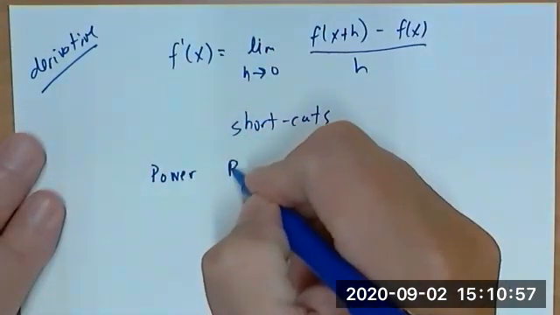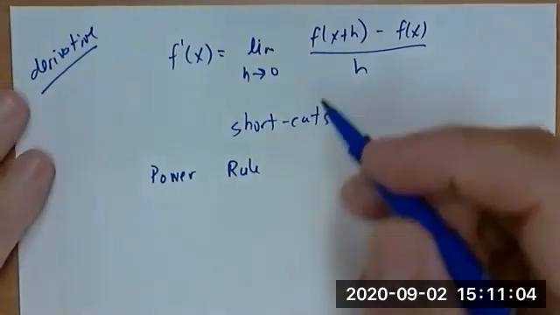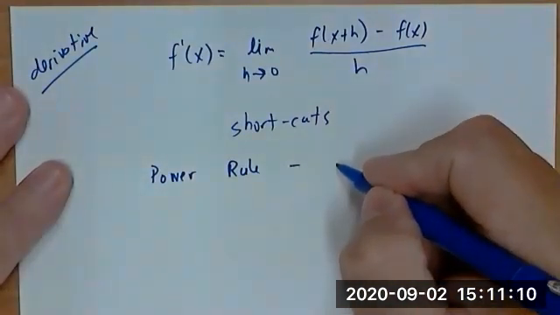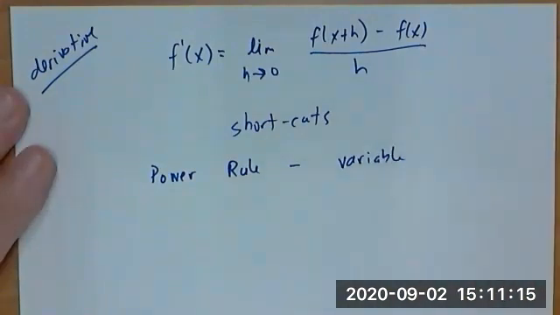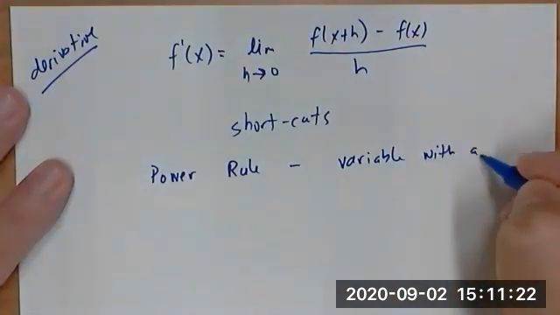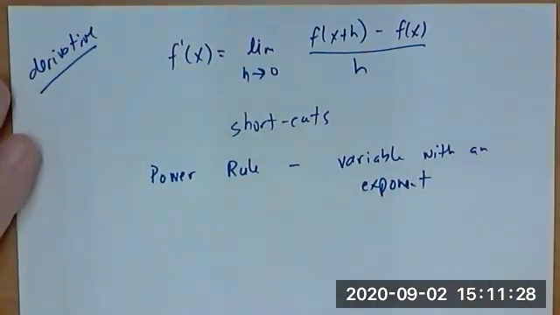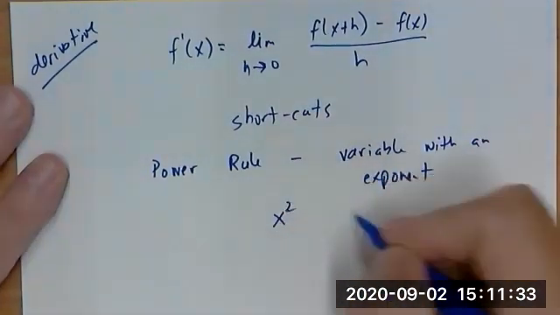is called the power rule. So the power rule involves situations where you have a variable, and you notice we're going to normally use variable x. Variable with an exponent. So let me give a couple of examples. Obviously, x squared.